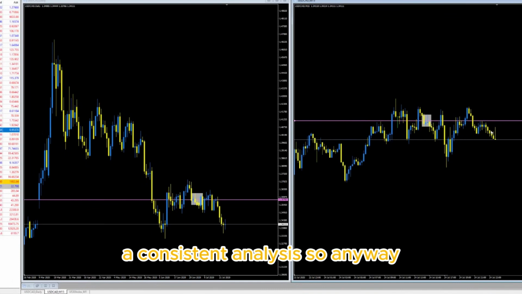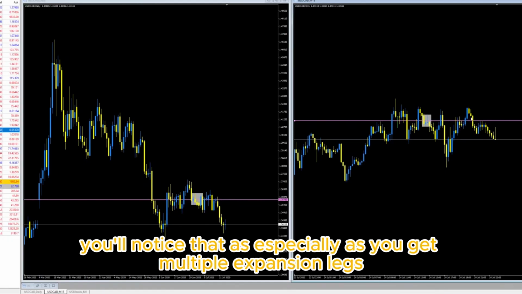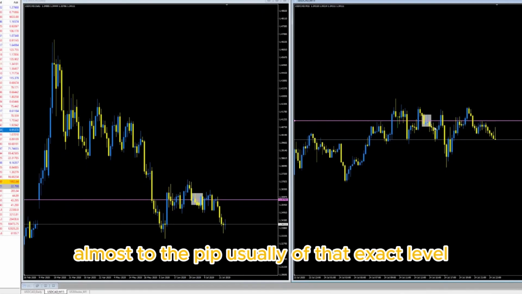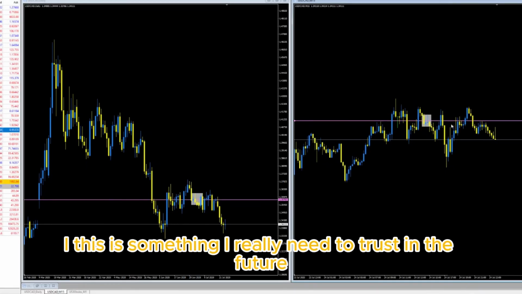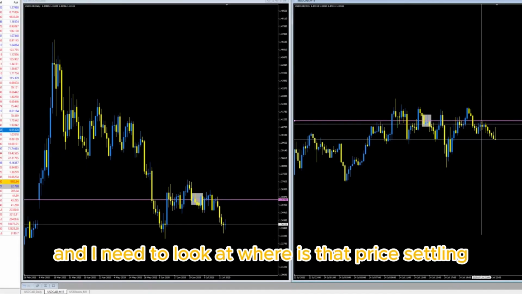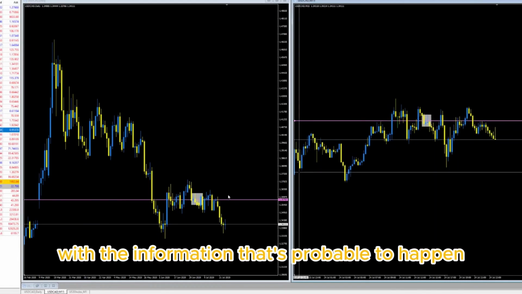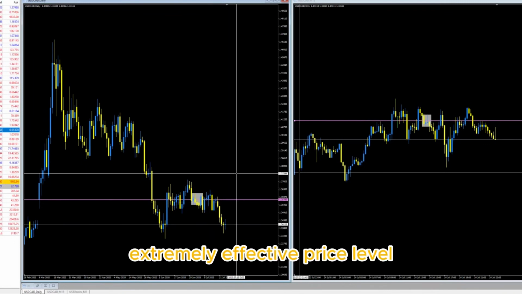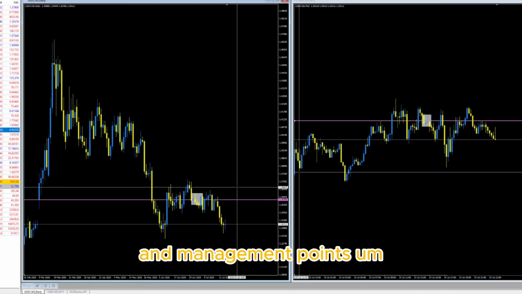So, anyway, I don't want to get too much on a tangent there, but what I'm saying is that when you do it right, you'll notice that especially as you get multiple expansion legs, the market continues to get sensitive, almost to the pip usually, of that exact level. And then the more sensitive it is, the more this is something I really need to trust in the future, and I need to look at where that price is settling. Then you combine this kind of information with the information that's probable to happen over on the higher time frame, and then you have an extremely effective price level to come up with different trading ideas and management points.